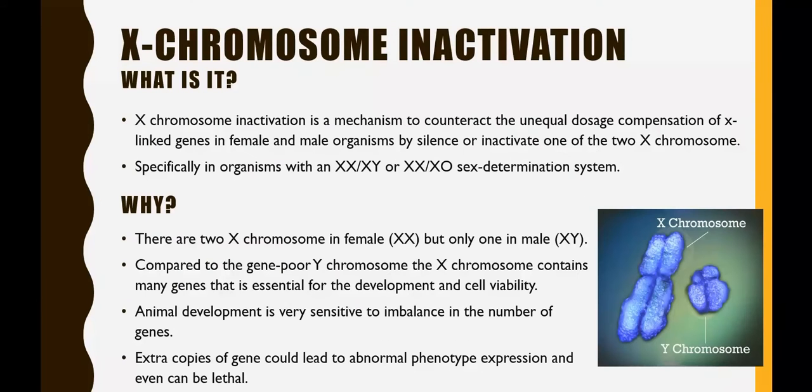X-chromosome inactivation is a mechanism to counteract the unequal dosage of X-linked genes in female and male organisms by silencing, or inactivating, one of the two X chromosomes in females. Compared to the Y chromosome, the X chromosome contains many genes that are essential for development and survivability. In females, there are two X chromosomes but only one in males. And animal development is very sensitive to imbalance in the number of genes, so extra copies of genes could lead to abnormal phenotype expression and can even be lethal.